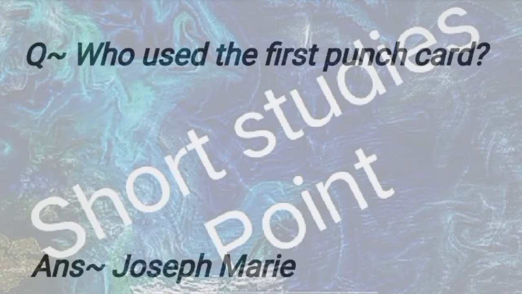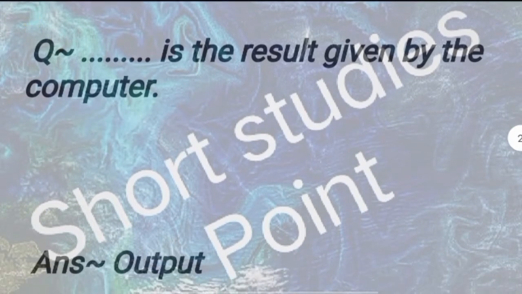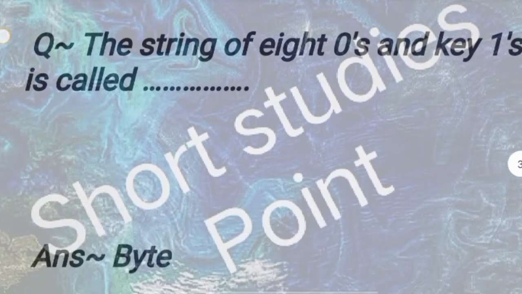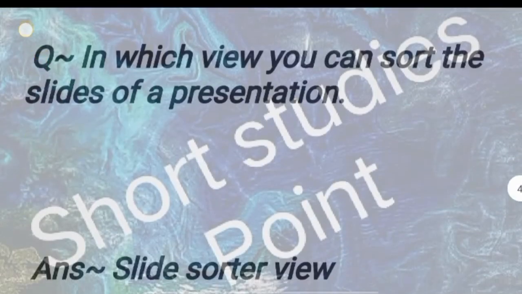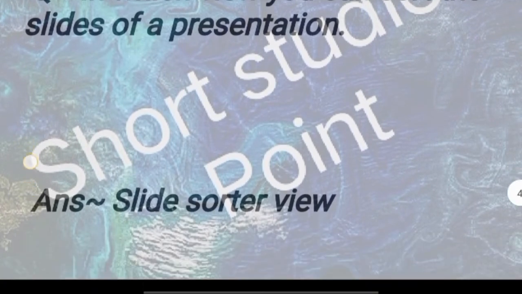Question: who used the first punch card? Answer: Joseph Marie. Next question: dash is the result given by the computer. Answer: output. Next question: a string of 8 zeros and ones is called dash. Answer: byte. Next question: in which view can you sort the slides of a presentation? Answer: slide sorter view. Next question: which button is pressed to end the slideshow? Answer: Esc key, minus key, or Control plus Break.